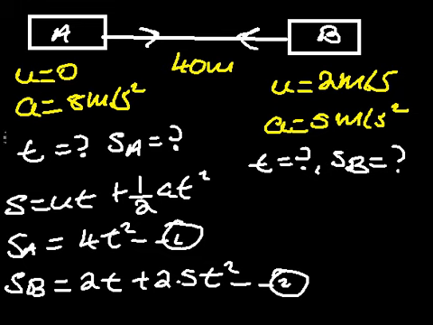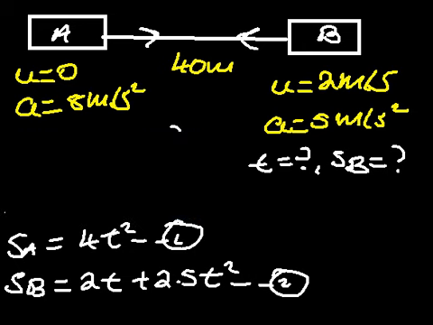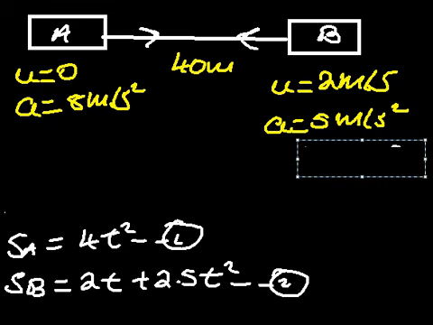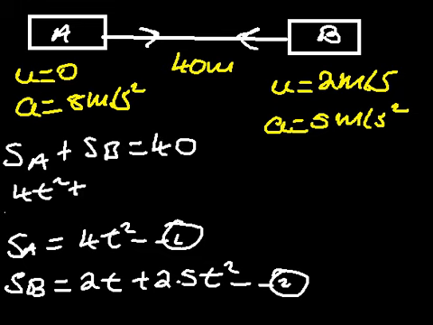So now you have to understand that at the end of the day, the sum of the distance for object A as well as object B will have to be equal to 40 meters, because the objects have to share that distance. That's the separation distance between the two objects. So the displacement for object A plus the displacement for object B, the sum has to be equal to 40. So in this case, we'll have 4t squared plus 2t plus 2.5t squared, and that will be equal to 40.